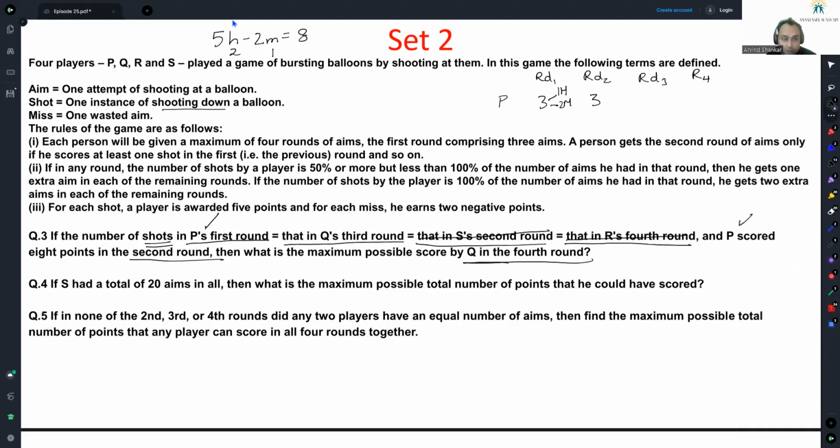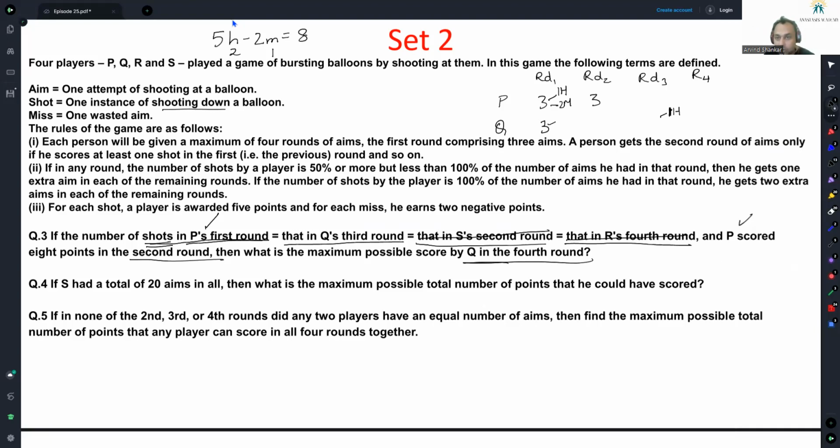Okay. And we were also told the number of hits of P in the first round is equal to that of Q in the third round. So I know for Q, he had 1 hit, just 1 hit in round 3. Now my target is to maximize Q's score in the fourth round. Here I can only give him 1 hit, but in the prior rounds, there is no constraint. I can give him as many hits as I want.